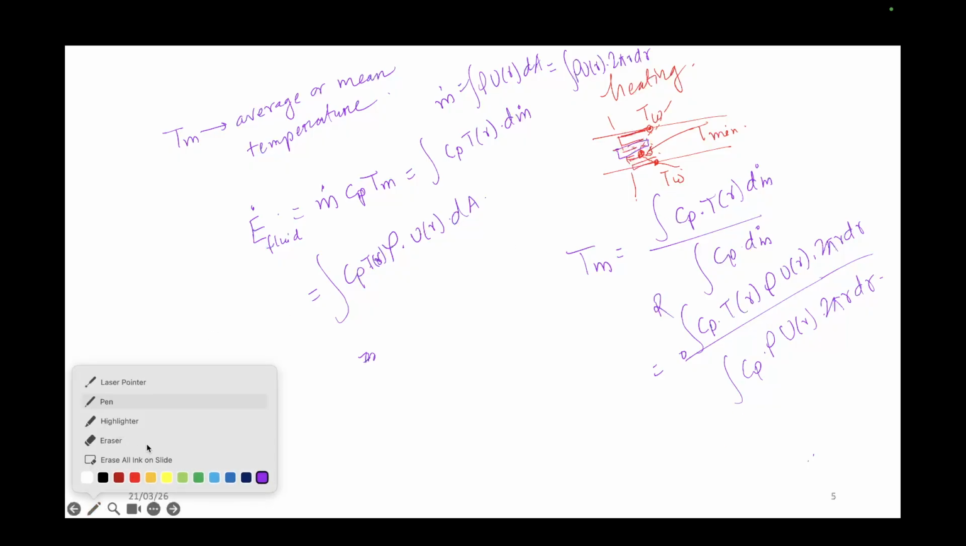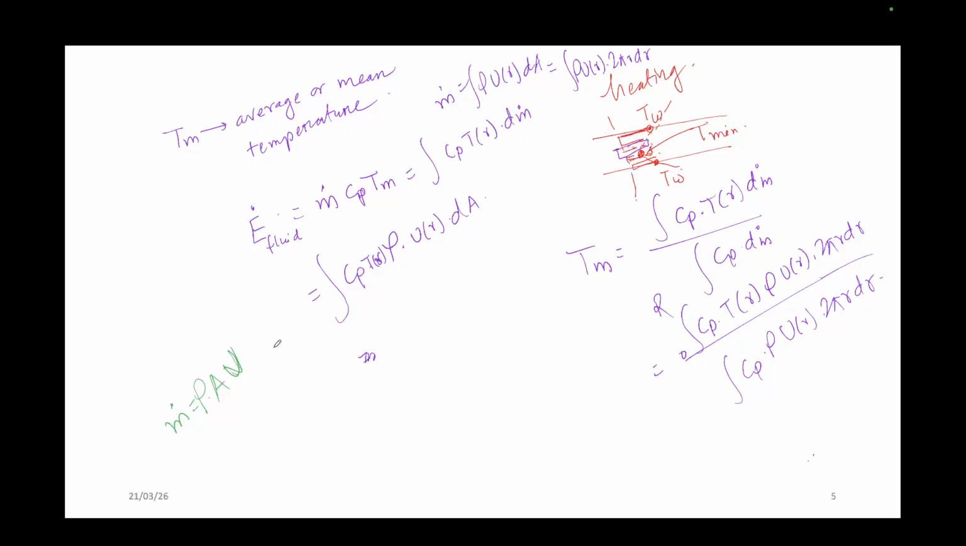Because you also know that this m is rho A u average, right? So if you find out u average, you can put m dot. If you find out this m dot, you can easily find it. So this rho Cp means integration of dm. If Cp is constant, integration of dm is m dot, right? So accordingly, you can find Cp. No need to write this one into m dot.